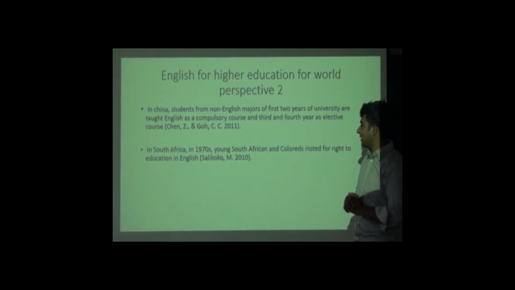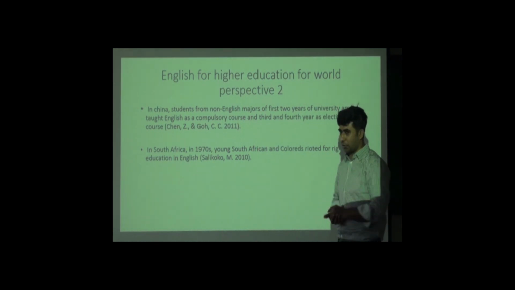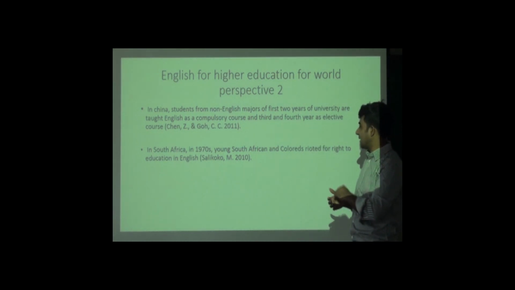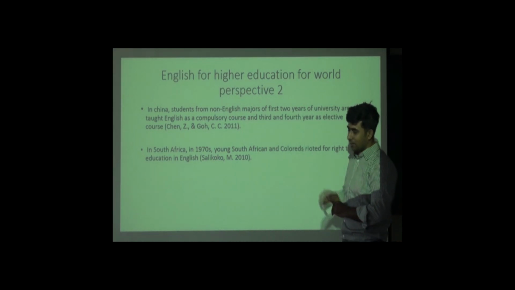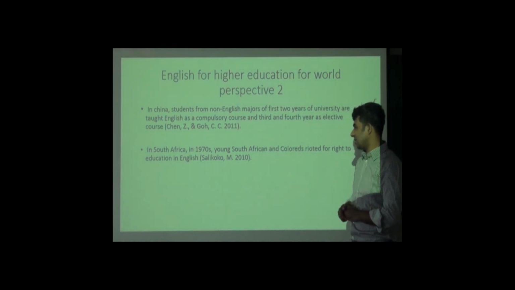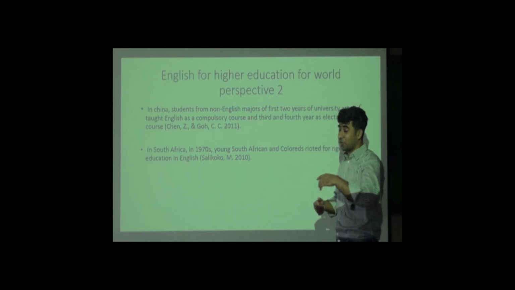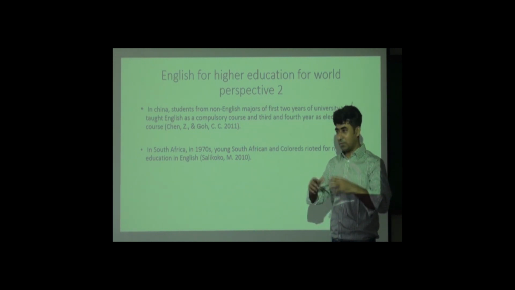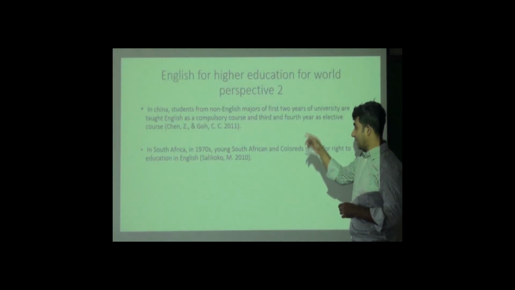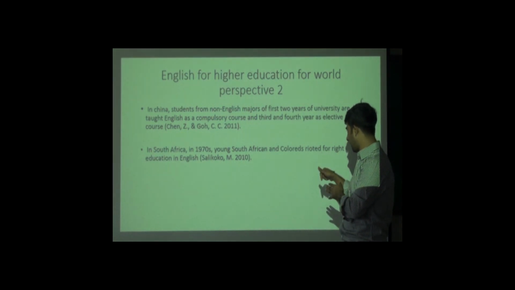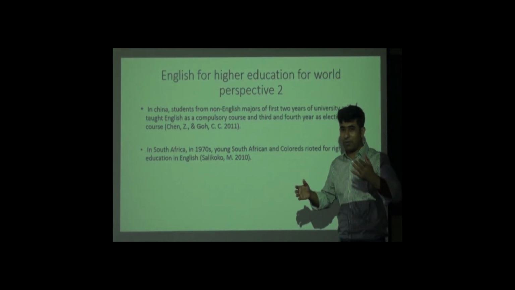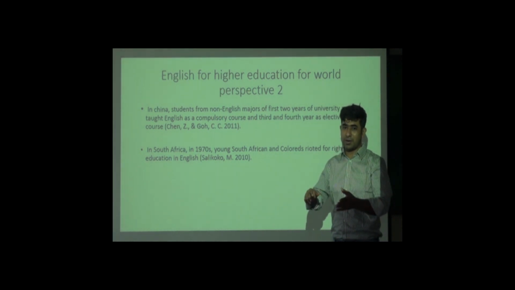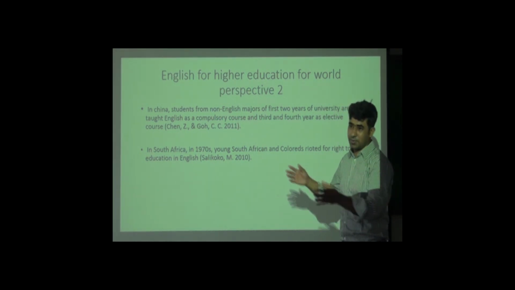In China, as I said earlier, students from non-English majors are taught English as a compulsory course in the first two years of university, and as an elective course in the third and fourth years. That research was found by Chen, Zhai, or Gao. In South Africa, in 1970, they felt the significance of English, and young South Africans voted for a right to education in English. So they felt the importance of English much earlier than we feel today in countries like China and Malaysia.